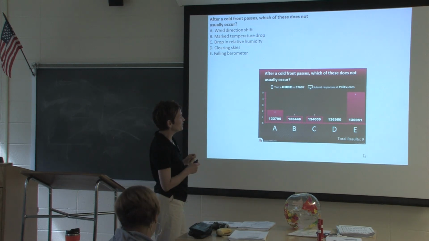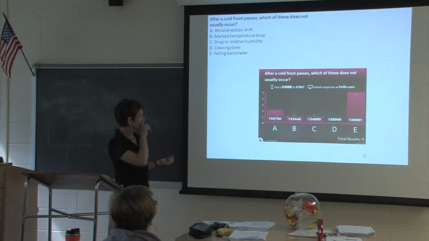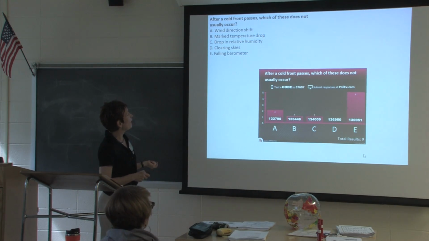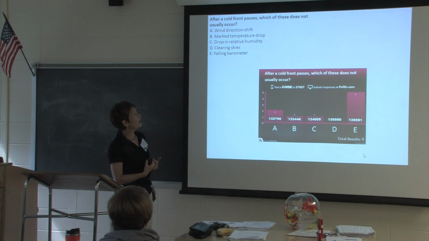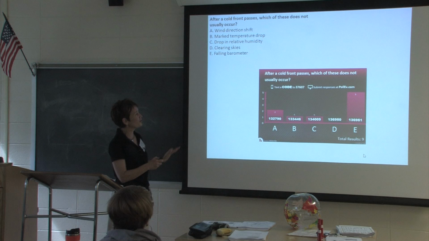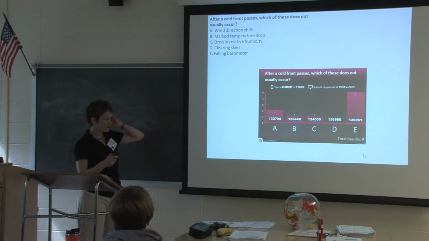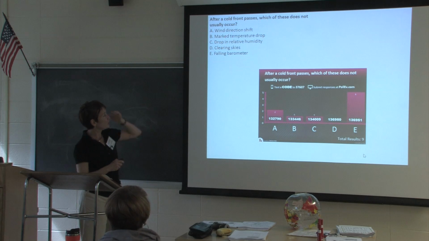How'd we do? 5 of us believe it's letter E. 2 of us so far believe it's letter A. Really, we see winds shift with all kinds of fronts. It's a warm front, so by definition, we're bringing in warmer temperatures. So we're going to see the temperature rise, not drop. So we can rule out A and B.